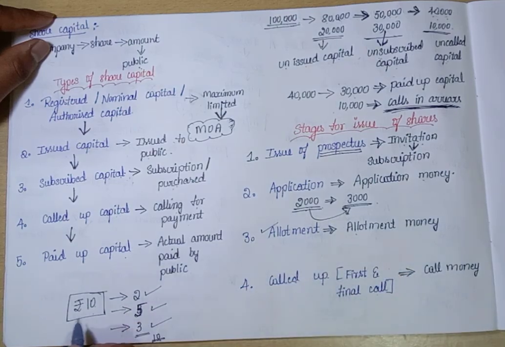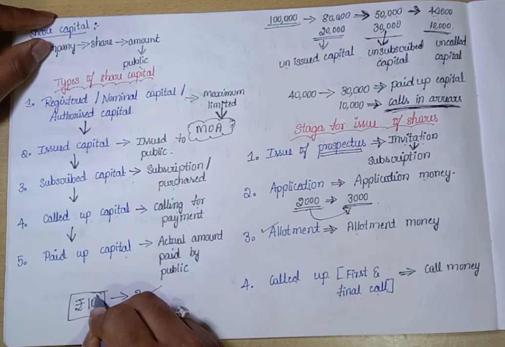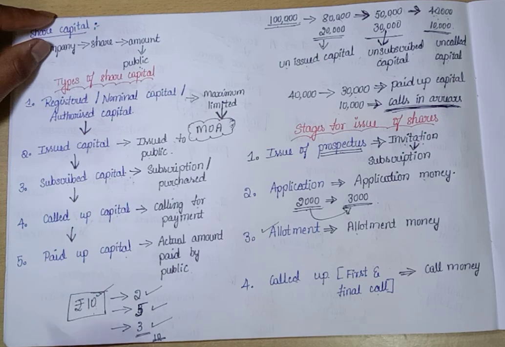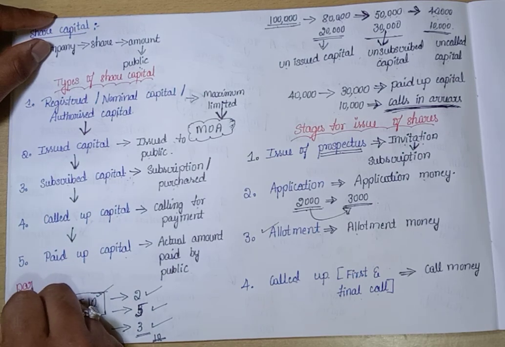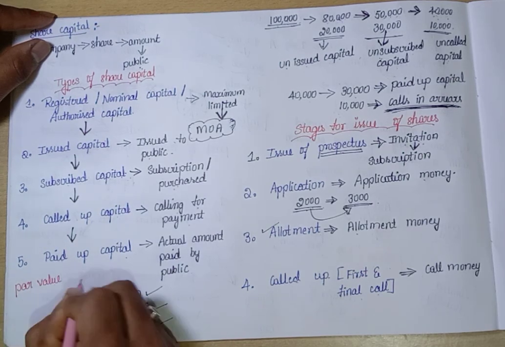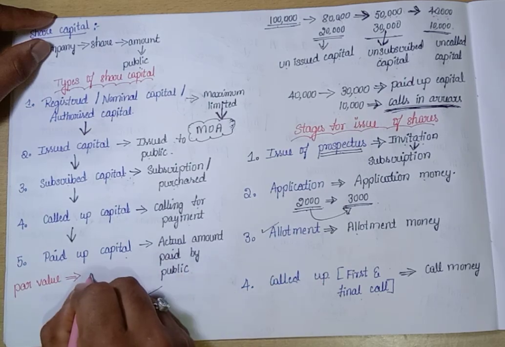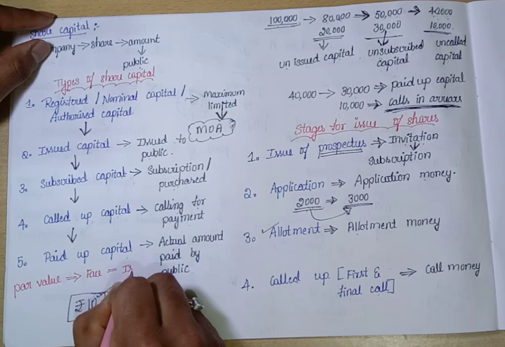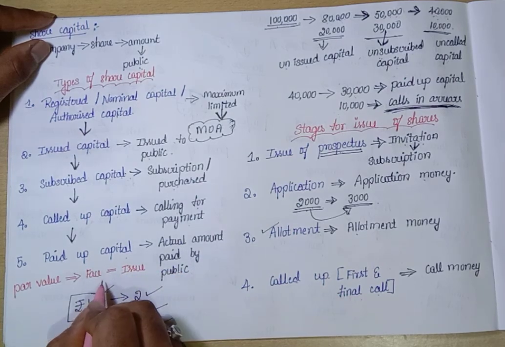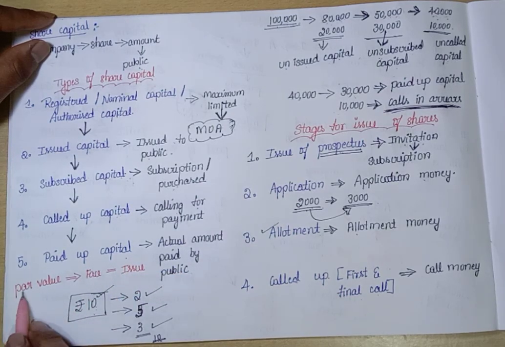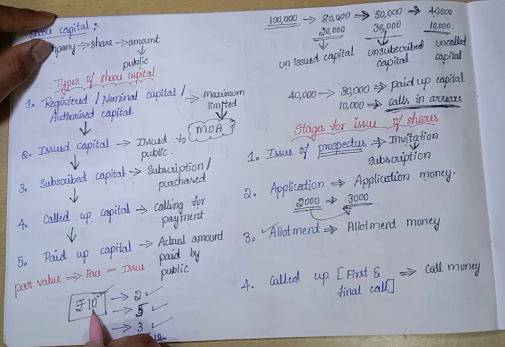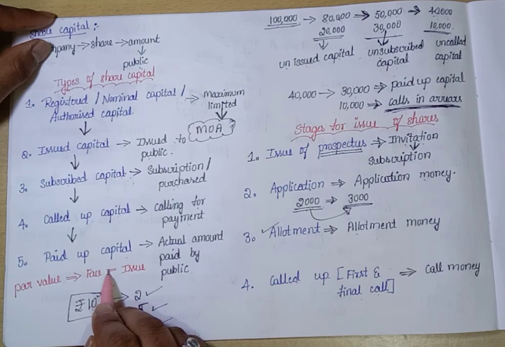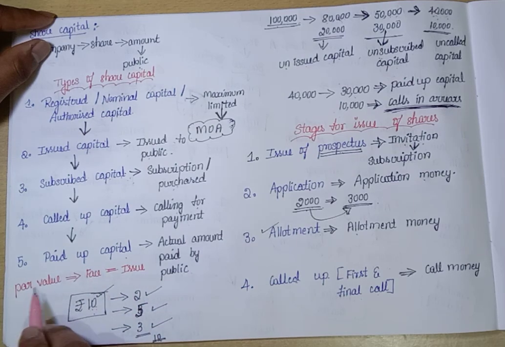If your share value is 10 rupees and you are issuing at 10 rupees, that is called par value. Par value means the face value of the share is equal to the issue price. Your share value is 10 rupees and you are issuing shares at 10 rupees. It is equal to your face value. It is called par value.